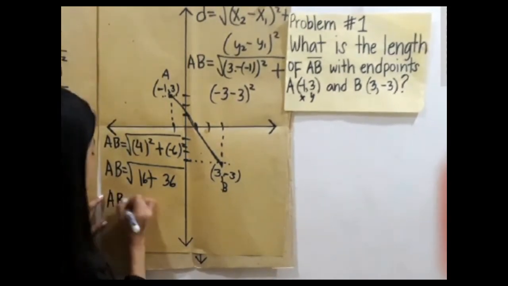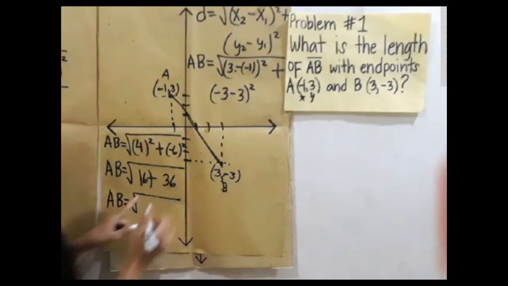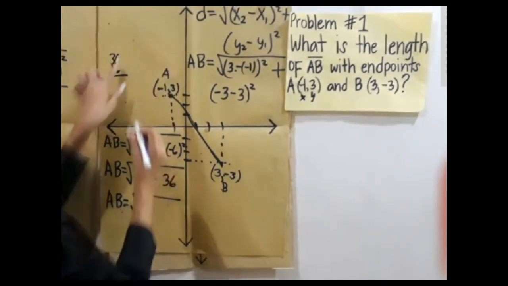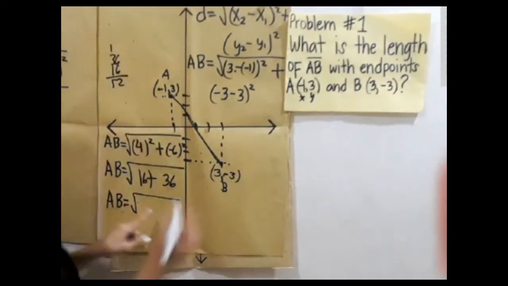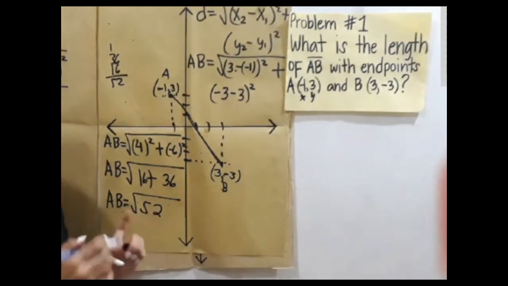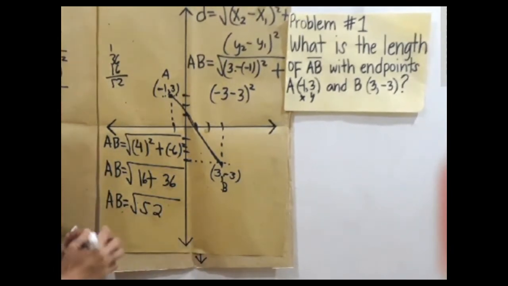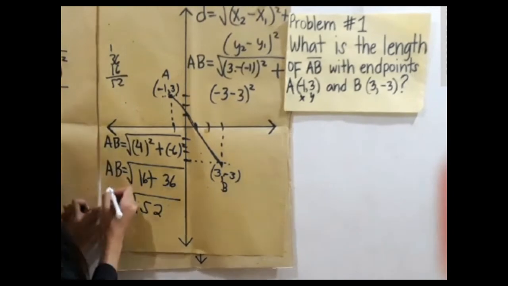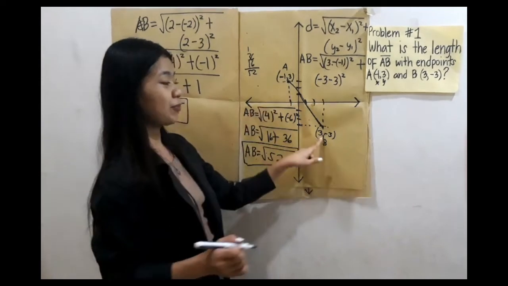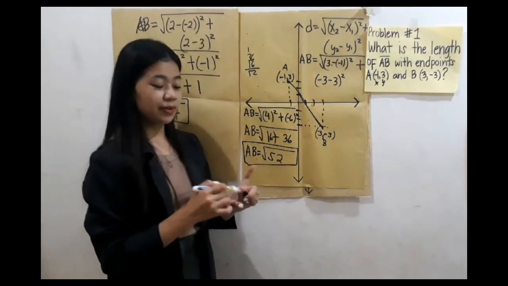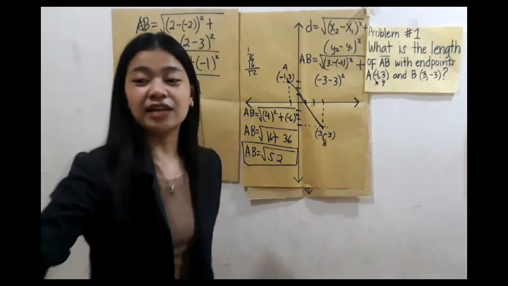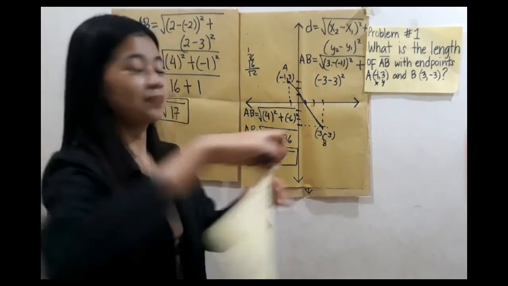So, AB is equal to the square root. Now, let's add 36 plus 16 is equal to 52. Since 52 is not a perfect square, our answer is the square root of 52. So the distance between point A and point B is equal to the square root of 52. And now, let's proceed to our problem 2.